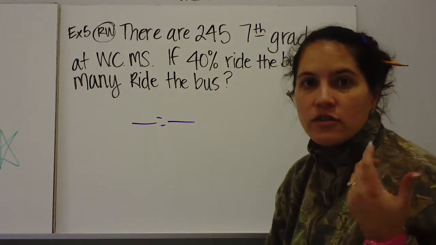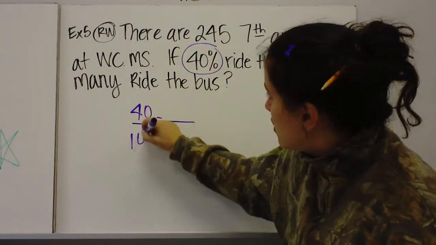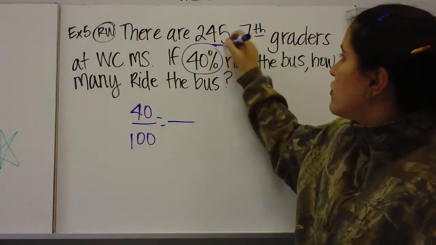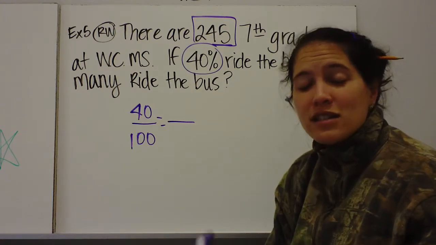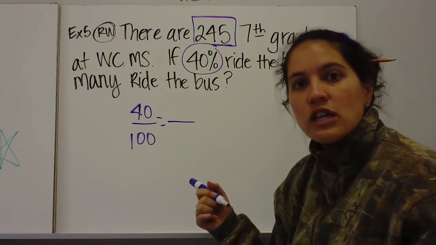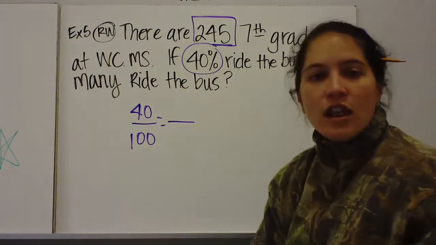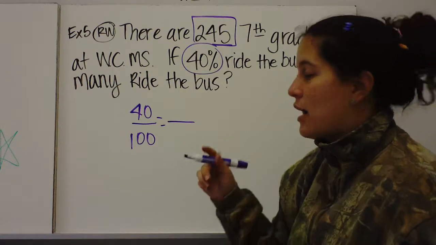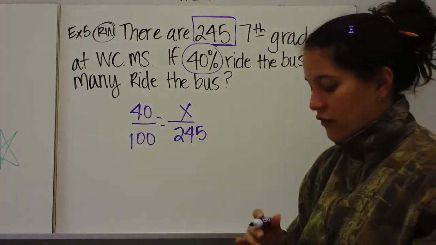First thing we look for is our percent. Do you see your percent? Yes. So we start with our percent. Then we look at that other number, 245. So that is the of, or sometimes it's better to think part to whole. Is that part of the 7th grade, or is that the whole 7th grade? So go back and read the problem. There are 245 7th graders. That is the whole 7th grade. So the whole goes on the bottom. And you're looking for x.